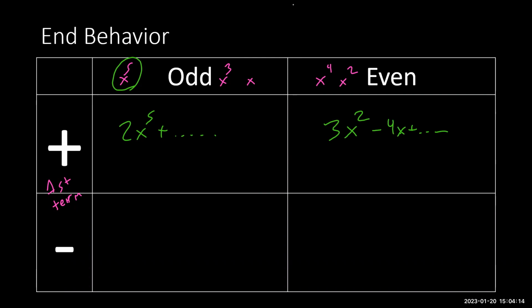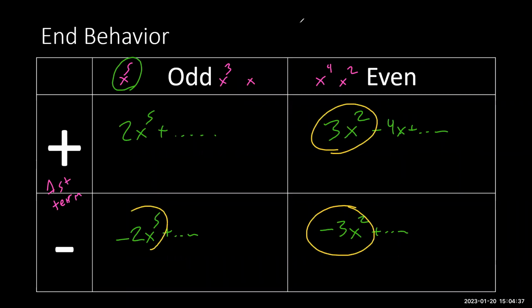Okay. Odd negative, well, I'm going to use exactly the same thing, but I'm just going to say negative 2x to the 5th, negative 3x squared. Okay, so that's what we mean by negative, positive, even, and odd. The first term, just the first term, determines the end behavior for the entire function.